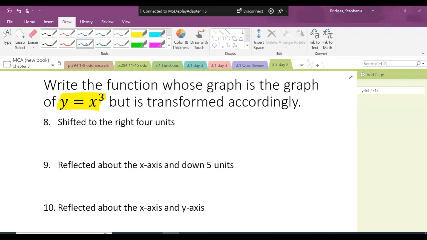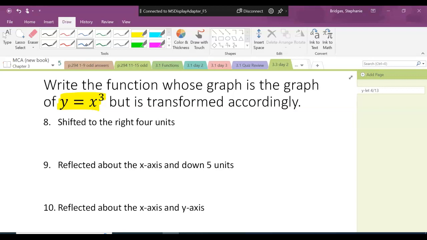If I want to move it up or down, then it is my function x cubed, then plus or minus something. If I want to reflect it on the x-axis, my function is x to the 3rd. I just stick a what in front of it? Some cases, yes.